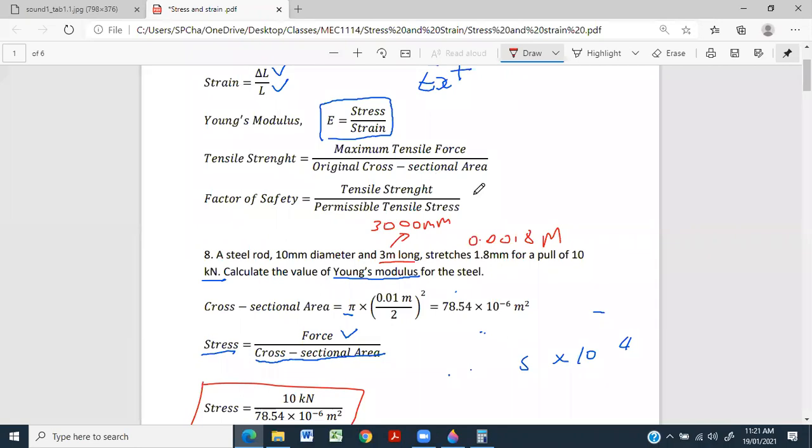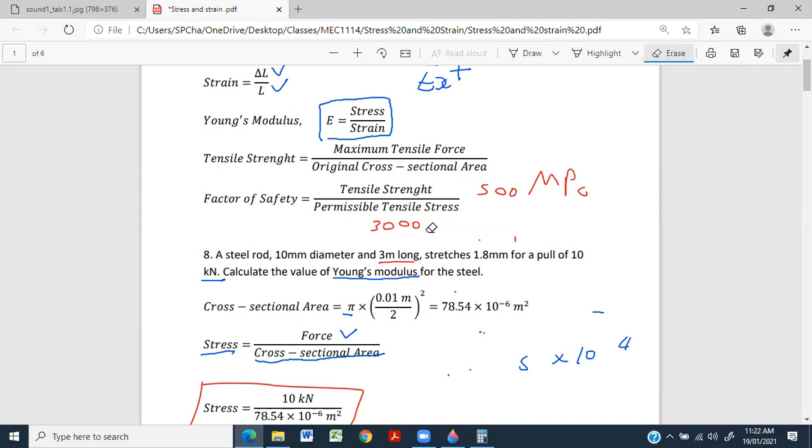So if tensile strength, give me a second, please. Yeah, so if tensile strength is 500 megapascals, 500 megapascals, let me remove these other distractions here.